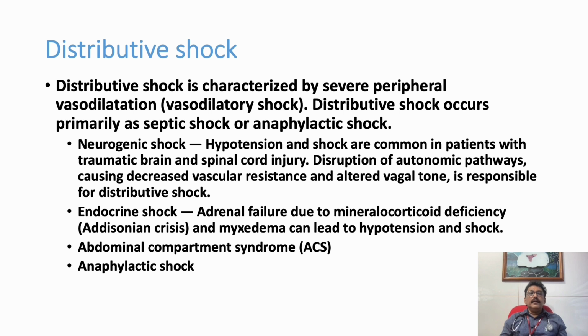Endocrine shock, adrenal failure is the most common thing. Adrenal failure in our practice we see mainly in sepsis, secondary adrenal failure, or some patients who have tuberculosis, they can have TB adrenalitis, or any other cause for adrenalitis also can produce shock. Abdominal compartment syndrome occurs whenever there is peritonitis or severe abdominal trauma or bleed into the abdomen, tensed abdomen.